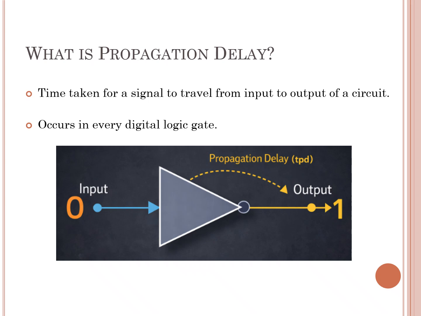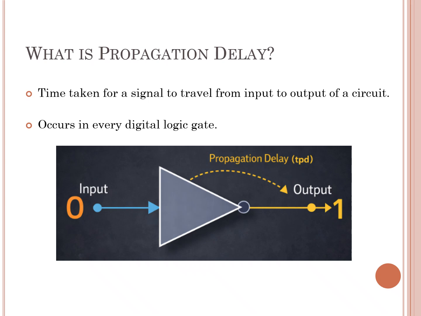Even though we call it digital, internally the circuit needs a little time to react. Let's understand this with a simple NOT gate. Suppose the input changes from 0 to 1, the output should ideally change from 1 to 0. But this change is not instantaneous. There is a small delay between input change and the output response. That delay is what we call TPD, propagation delay. This delay occurs in every digital logic gate, whether it's AND, NOT, or even complex circuits. Nothing in hardware is instant.